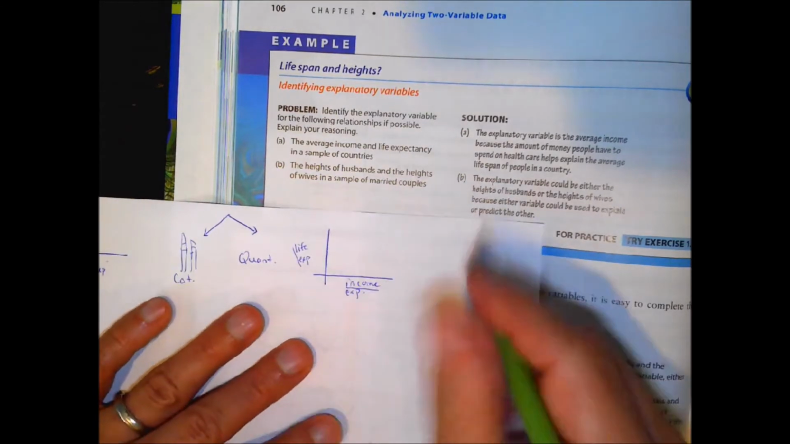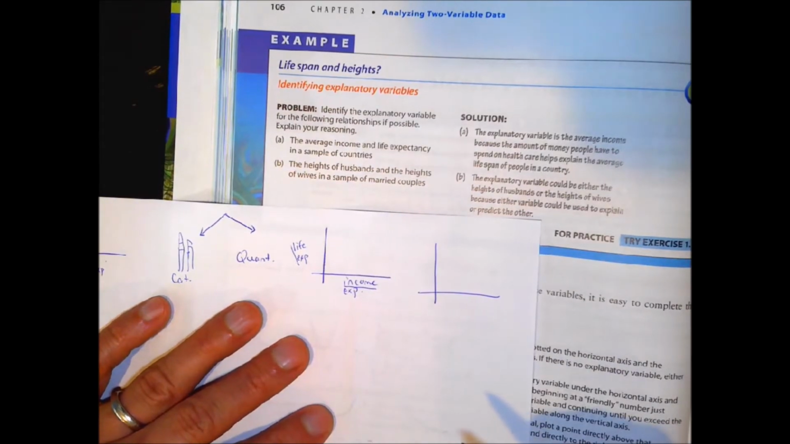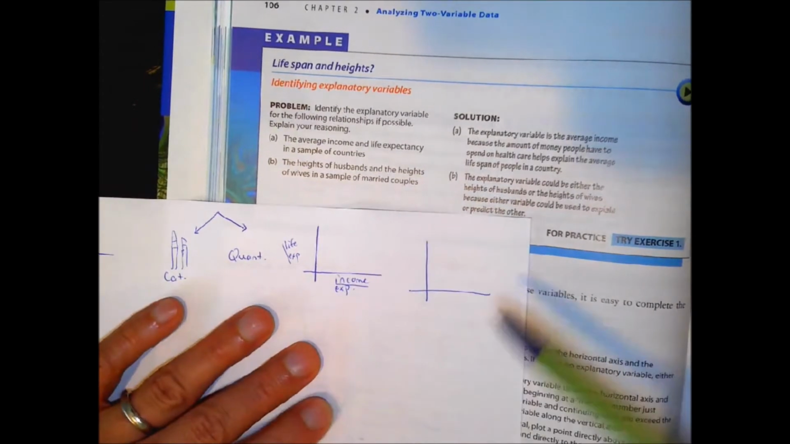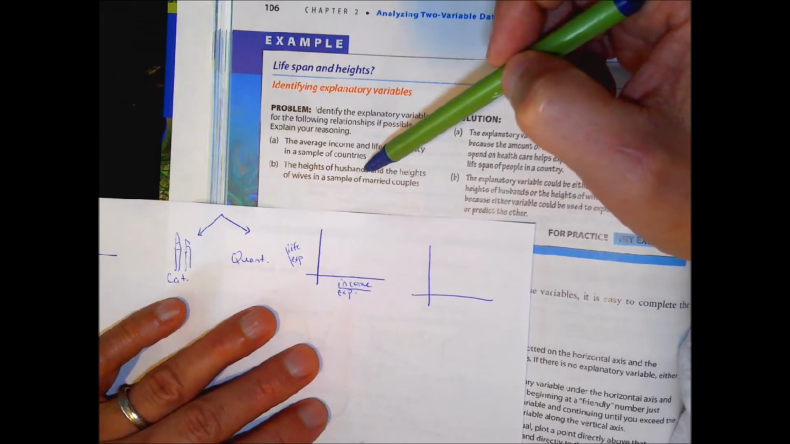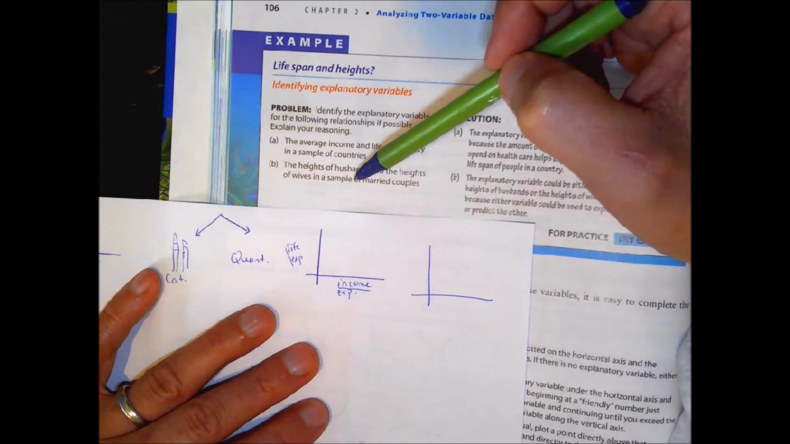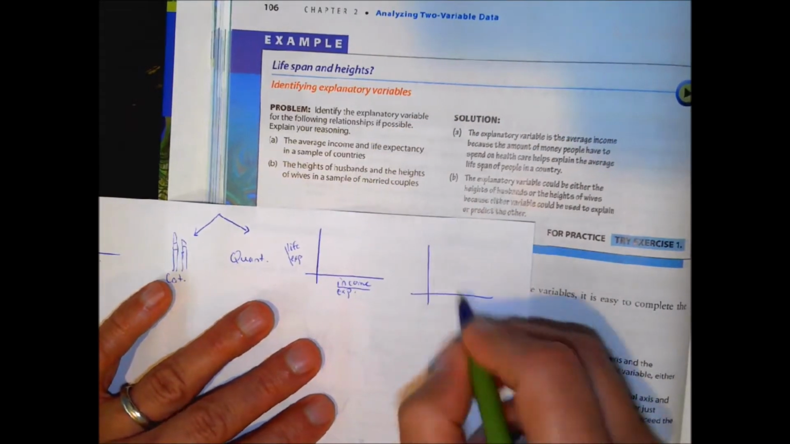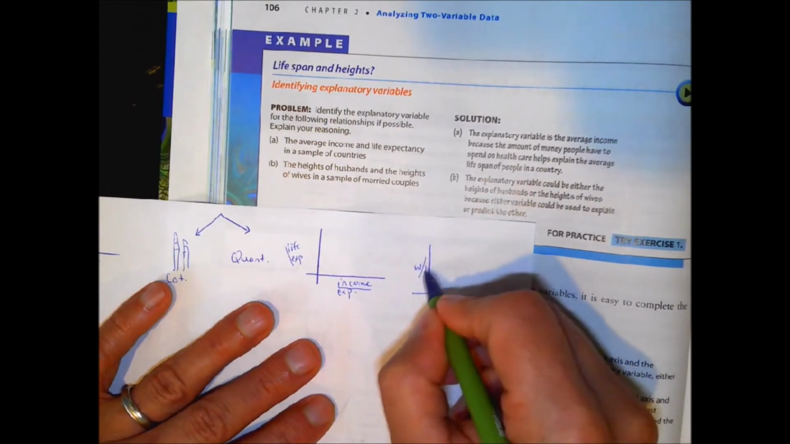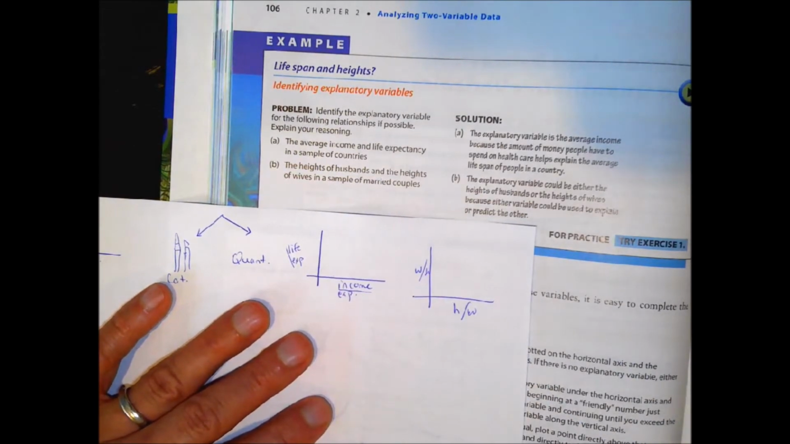Next one. The heights of husbands and the heights of wives in a sample of married couples. Now, does the height of a husband have an influence on the height of a wife, or does the height of a wife have an influence on the height of the husband? No, it doesn't really matter. So here you could use either way. You could put husbands here and wives there, or wives here and husbands there. So sometimes it doesn't matter. Sometimes there is a definite order.